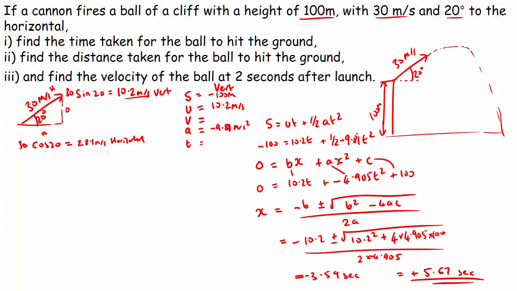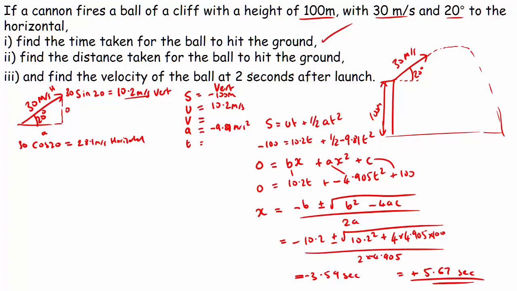The ball would have been here if it was following this perfect parabolic trajectory. Okay, but we know the ball started here, and we're only interested in events that are happening in the future. So it's the 5.67 value I'm going to use. So this is the correct value for the time. That's part 1 answered. So let's move on to part 2.